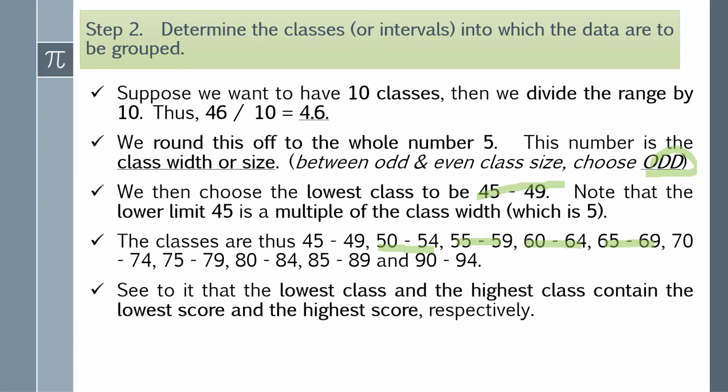And see to it that your lowest class, 45 to 49, and your highest class, 90 to 94, will contain the lowest score and your highest score respectively. Okay, so that's for your step 2, determining the classes or intervals.